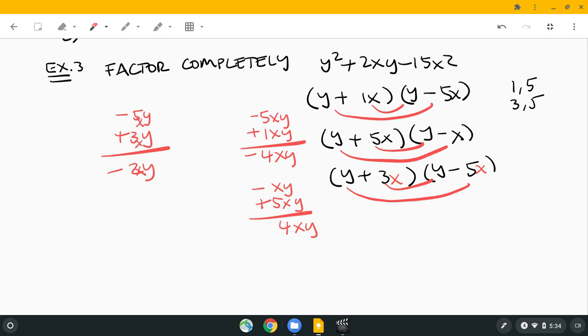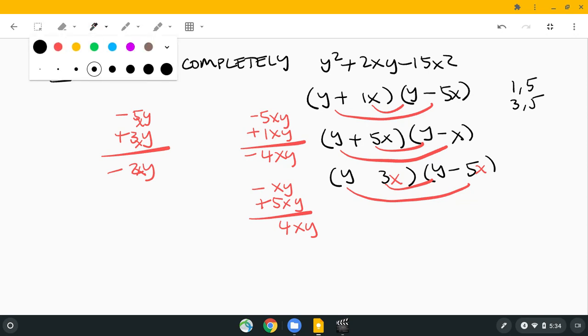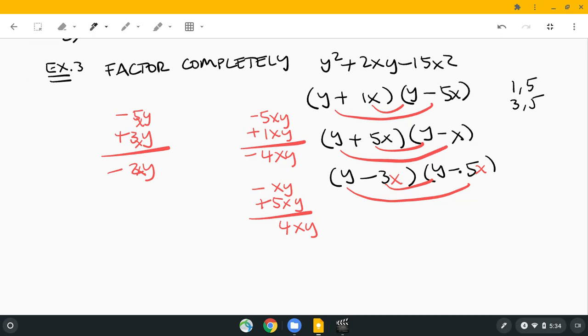Remember how I said if you're off by a sign? We want the 2xy and that's what we have, but we want positive and we ended up with negative. When that's the case, all you have to do is fix the signs. So if you're off by the sign, just change the sign. This here will become negative, and this one here will become positive, and then that will give you the positive 2xy. That's how you can do those.